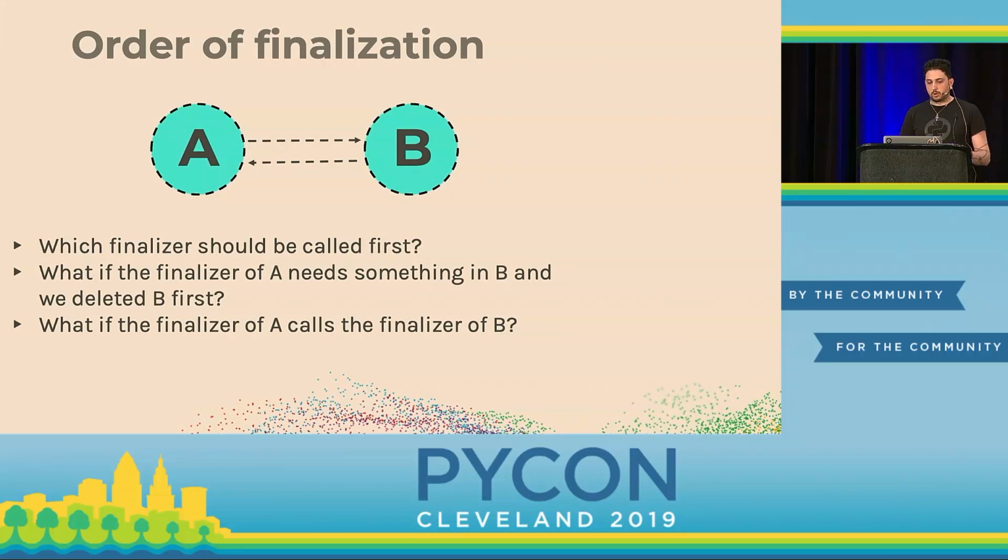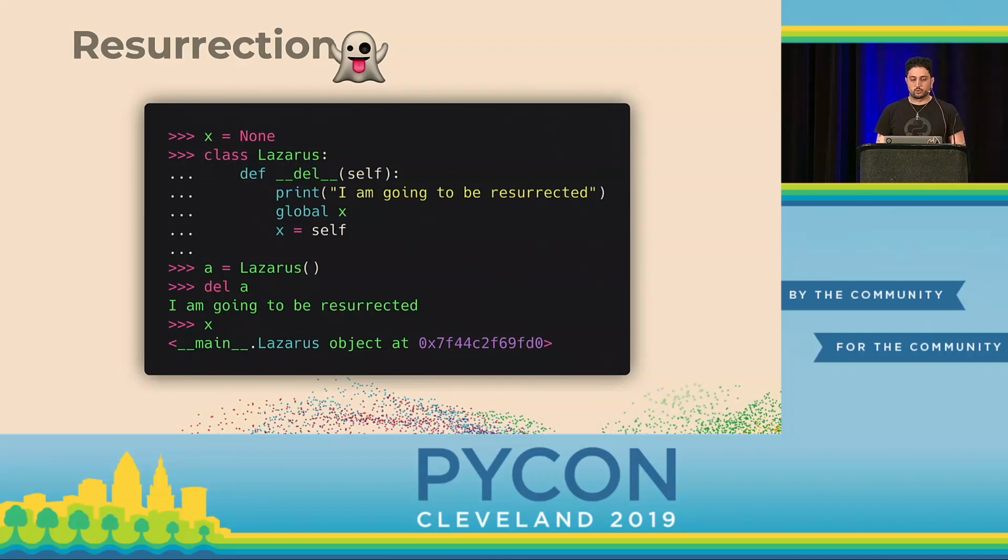And there is another problem, which is resurrection. Imagine, for example, we have a global variable called x, we initialize it to None, and then we have this class where we implement the __del__ method. We print something to know that it was called. And then basically when the __del__ method is called, we put the object in the global variable.